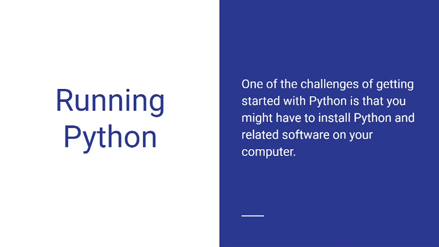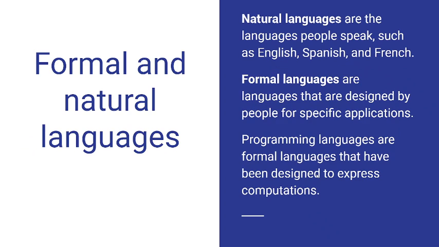Okay, so now let's talk a little bit about a little discussion on formal and natural languages. I'm going to define natural languages as the languages people speak, such as English, Spanish, and French. Meanwhile, formal languages are languages that are designed by people, by humans, for specific applications. So programming languages are formal languages that have been designed to express computation.